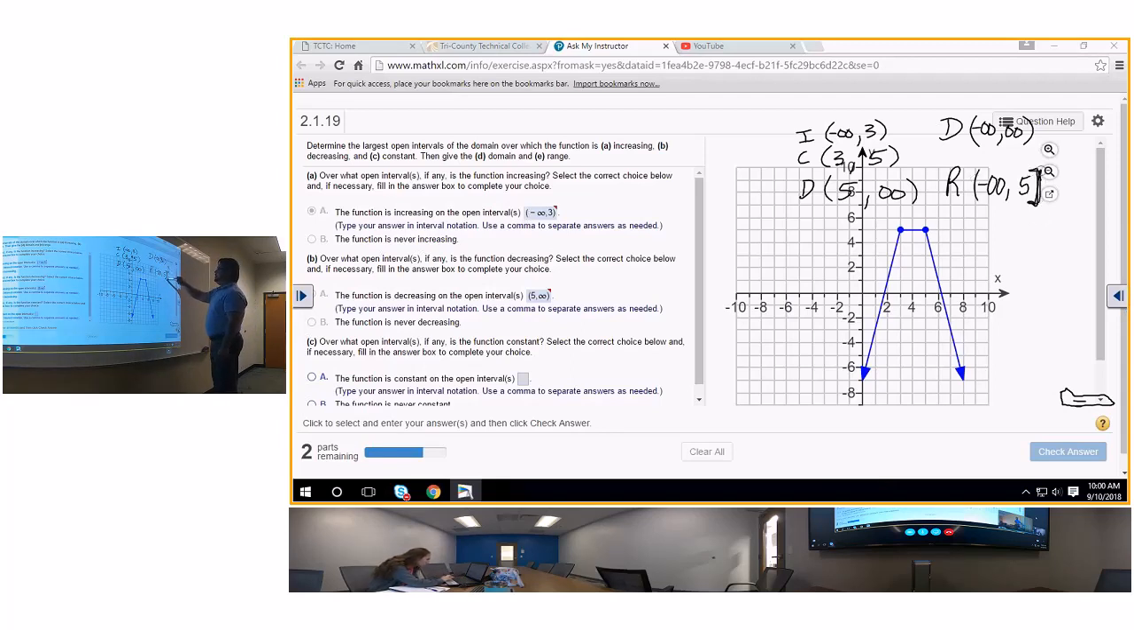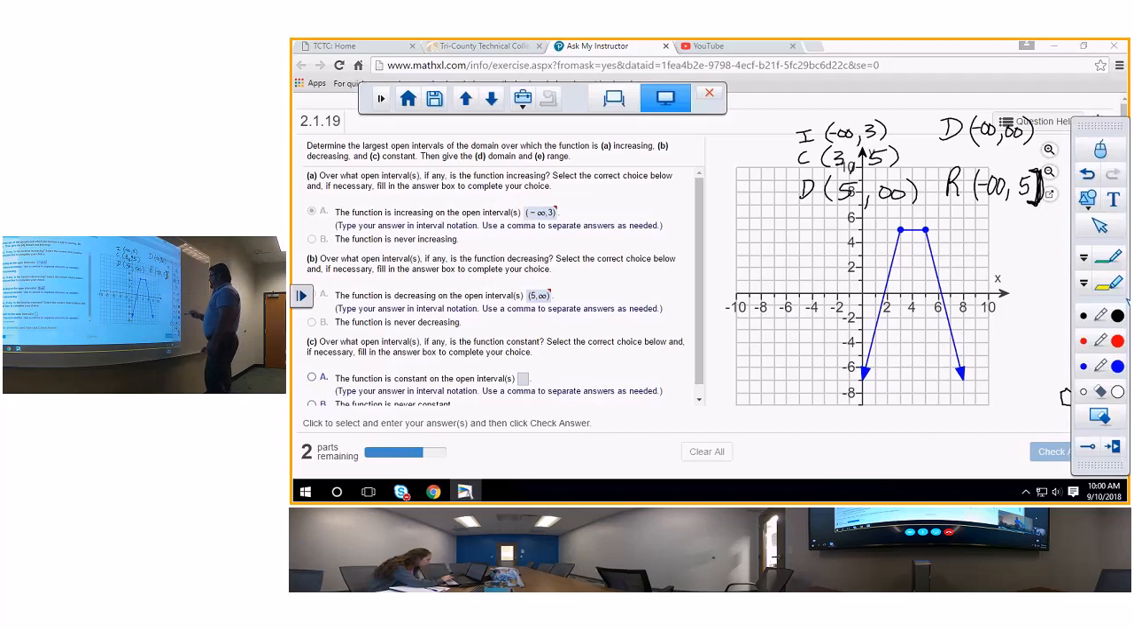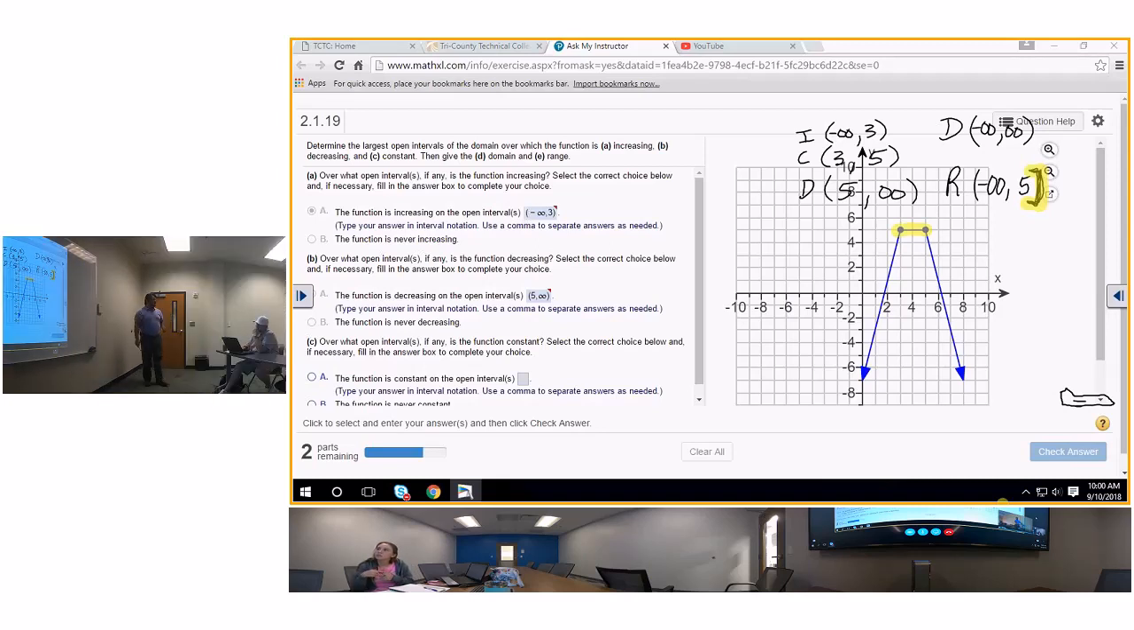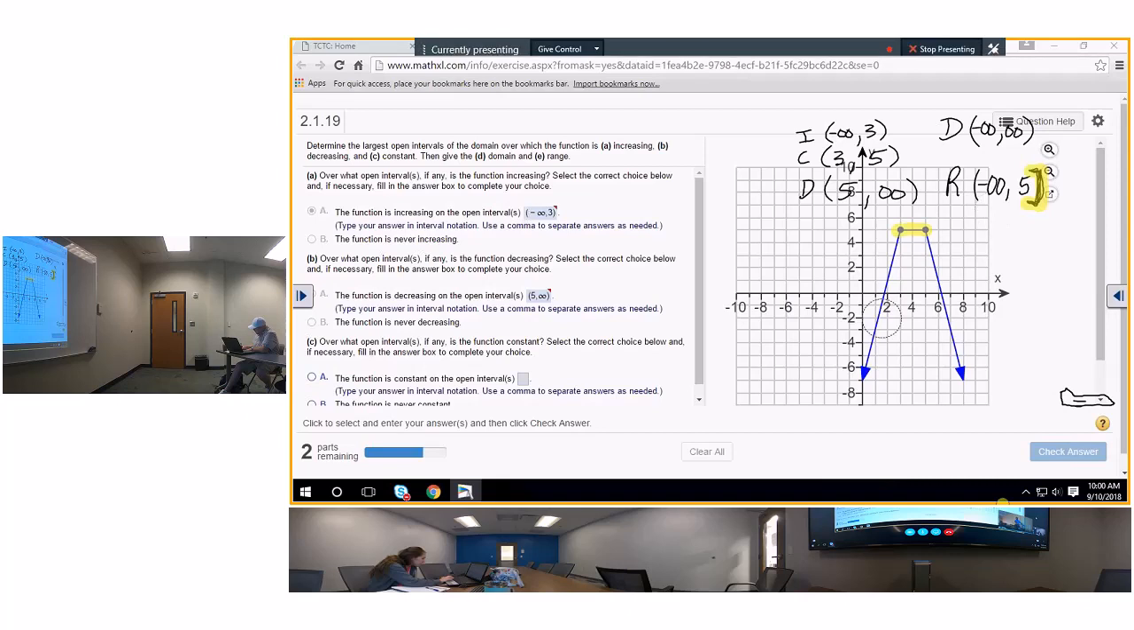So you need to highlight that in your notes. You need to highlight that bracket and highlight that constant, because that's why you get a bracket on that 5, is because it's a constant function, a constant piece of the function. Capiche? Mm-hmm.